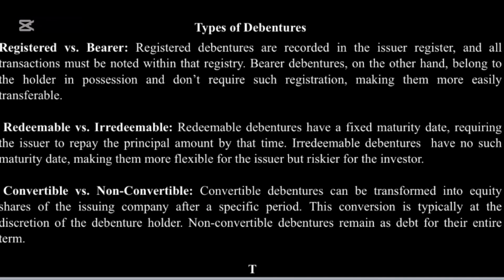We also have the convertible versus non-convertible. So convertible debentures can be transformed into equity shares of the issuing company after a specified period. So this conversion is typically at the discretion of the debenture holder. On the other hand, the non-convertible remains as debt for the entire term.